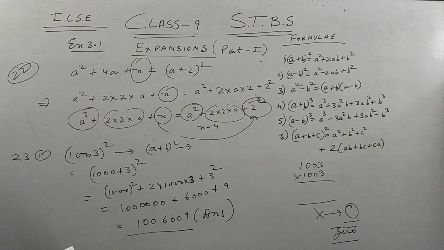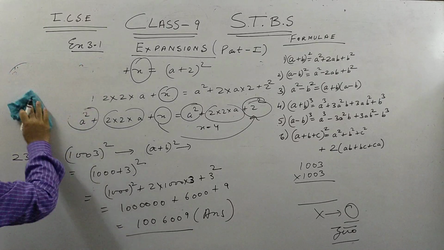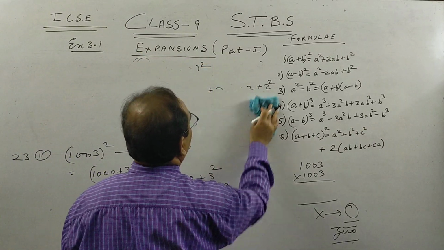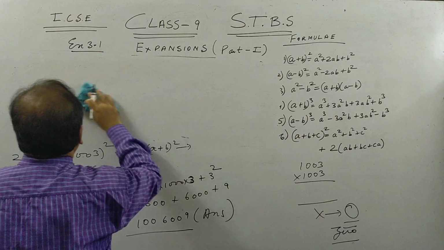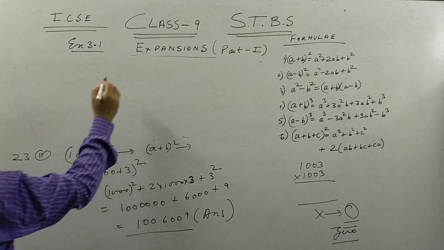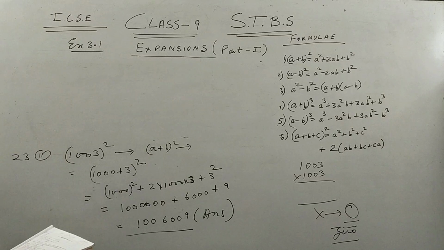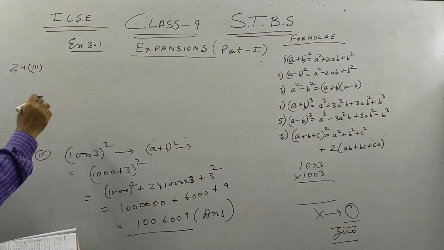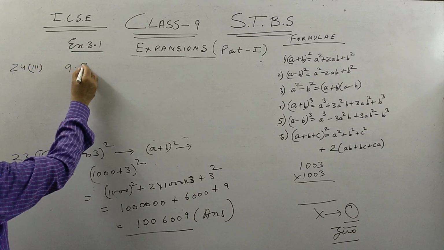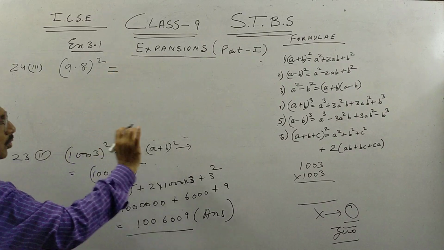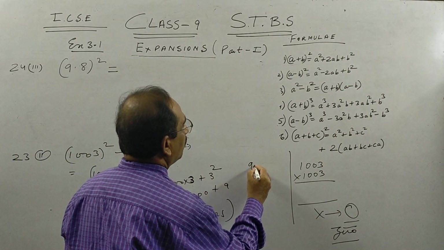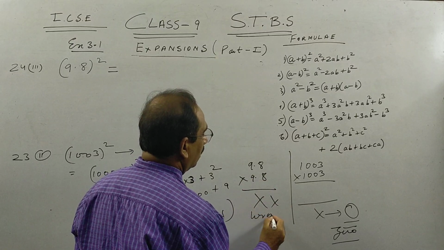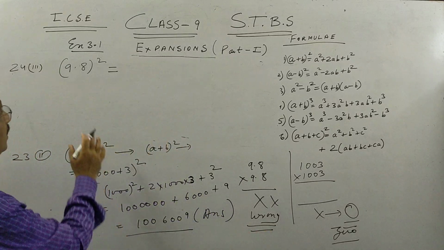Last question is, children, 24 part 3. There are many more harder questions which I will take in part 2 and 3 of my video on expansion, and you will learn all those things. So the last question for today's session is 9.8 square. So don't do as I told you before, 9.8 into 9.8. This will give you a wrong answer because the question is saying use the formula.